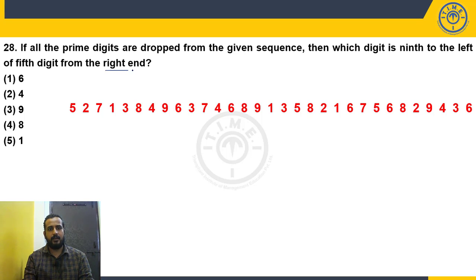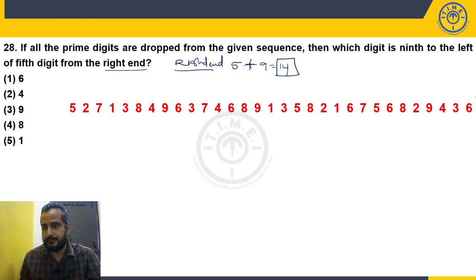We should start counting from the right end. From the right end, we need to go up to the 5th digit, and then again we need to go to the left side. So addition. How many more? 9. So 14. Ultimately, you need to count the 14th from the right end.